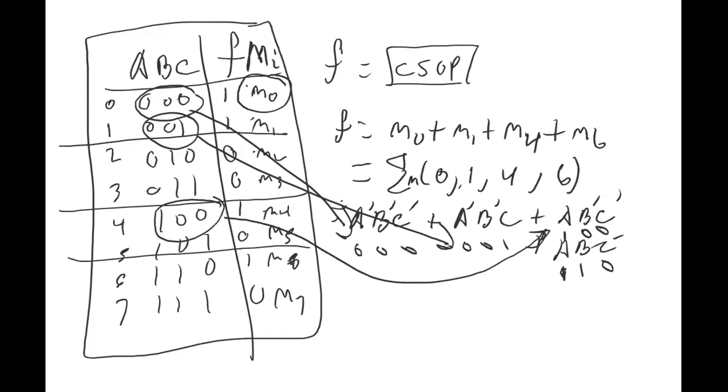I also change colors for no particular reason other than we can. And so that gives you an idea as to how you can get the canonical sum of products directly from inspection of the truth table. Canonical. It's canonical from the church.